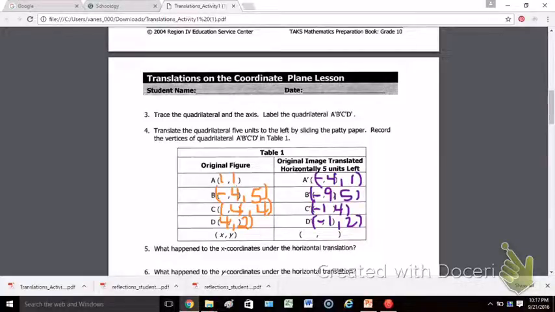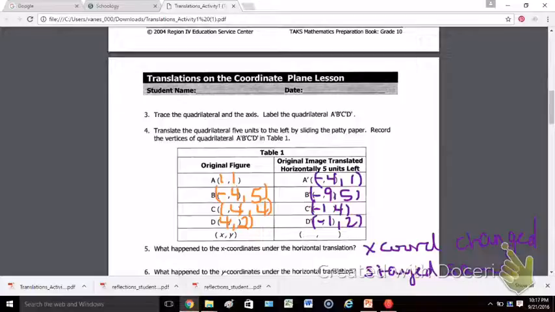So what we want to look at is, in general, what happens? So look at question 5. What happens to the x-coordinates under a horizontal translation? Because we move left and right, that's horizontally. So what happened? Did the x number change or did the y-coordinate change? The x-coordinate changes. If you look at the y-coordinate, what happened to it? Anything? Yeah, those stayed the same if you look from the orange compared to the purple. So, stayed the same.